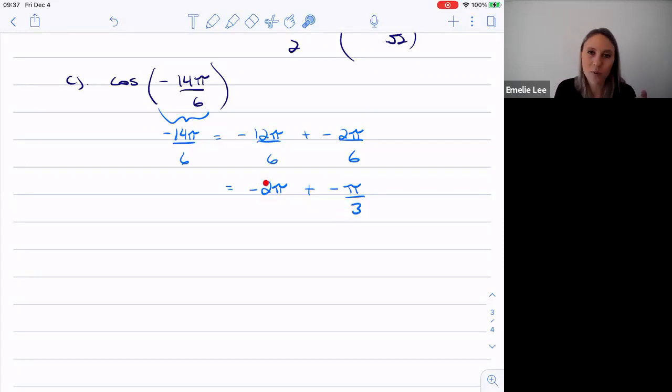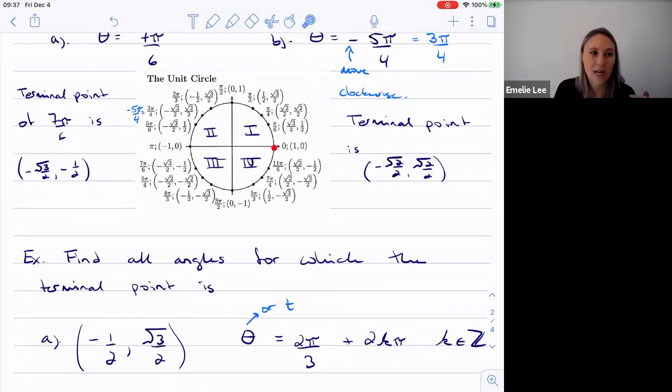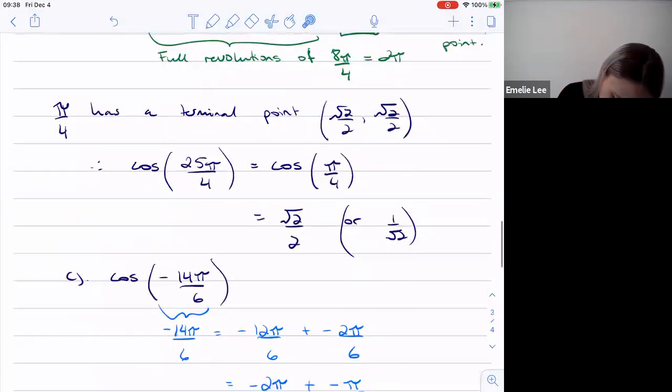Okay, so this negative 2 pi puts me right back. If I'm starting here on the positive x-axis, which is where we start, and I move negative 2 pi, really all I'm doing is a full revolution clockwise, ending back where I started, and then I'm moving negative 2 pi over 6 or negative pi over 3. Putting me here, so now I have my terminal point of 1/2, negative root 3 over 2.